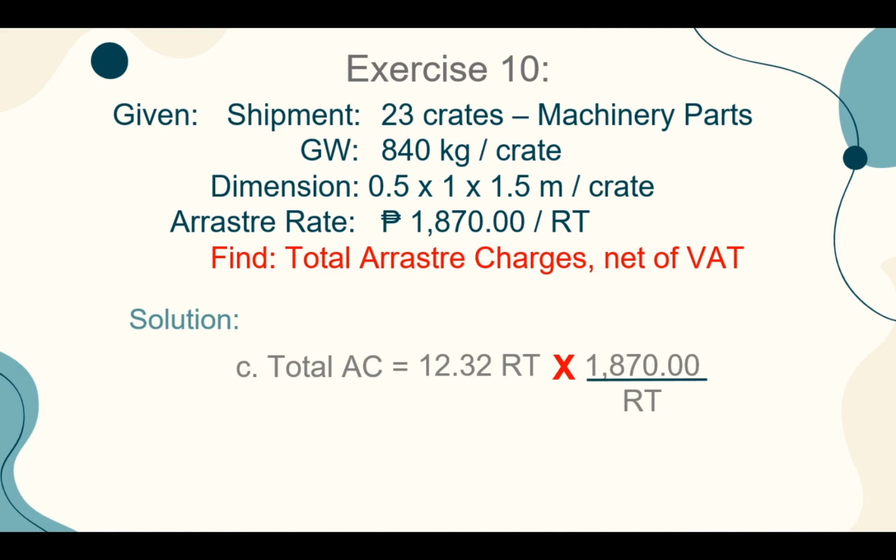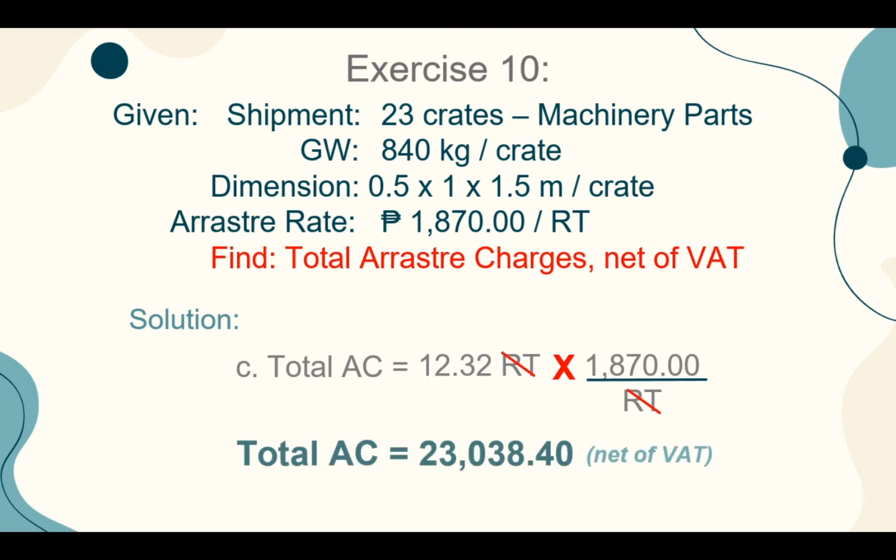So, total arrastre charge is 19.32 RT multiplied by 1,870 pesos per revenue ton. Cancel out. So, ang total arrastre charge natin is 36,128.40 net of VAT. So, hindi kasama yung VAT. Pero pag kasama yung VAT or VAT included or with VAT, multiply natin siya into 12%.